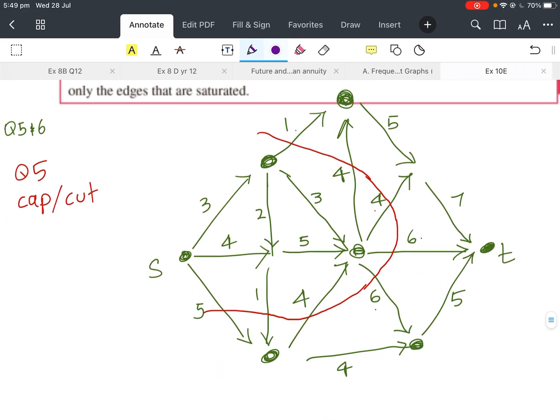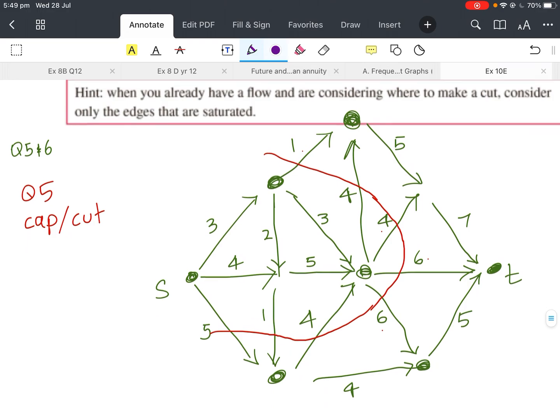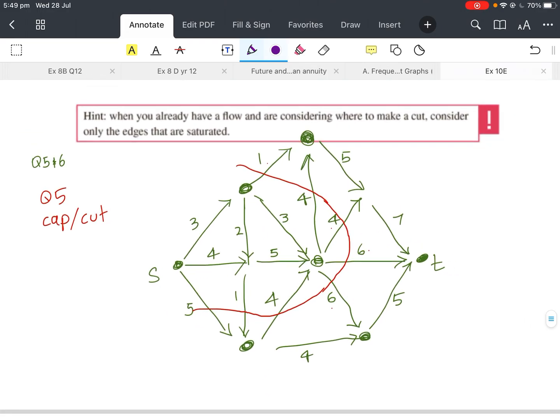All right, so then I asked you to have a go at question 5 and 6. So I drew it very crudely here. And question 5 said, find the capacity of the cut. So I was watching the Mr. Bodger's video, and I think it was the 4th one out of the 5 for 10G. And he actually explained this really well.